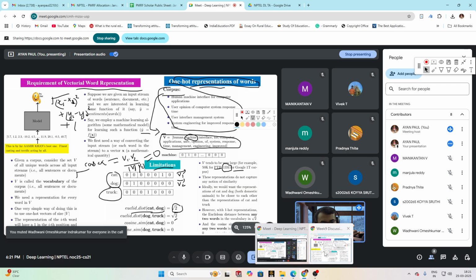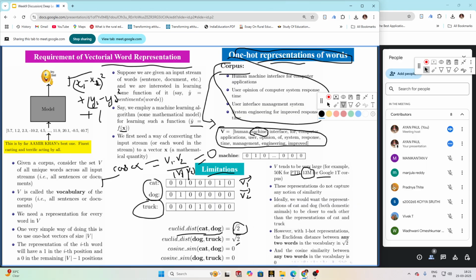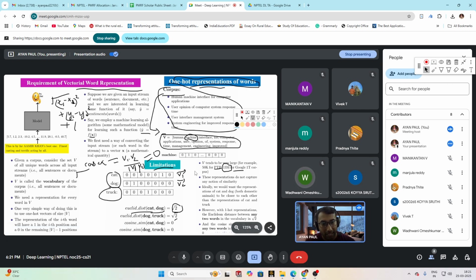Okay, so I hope this slide is clear to all of you. This is the base of NLP. No doubt, right?